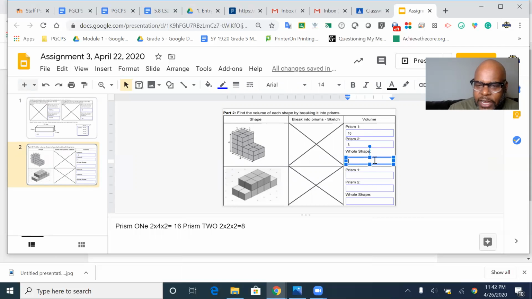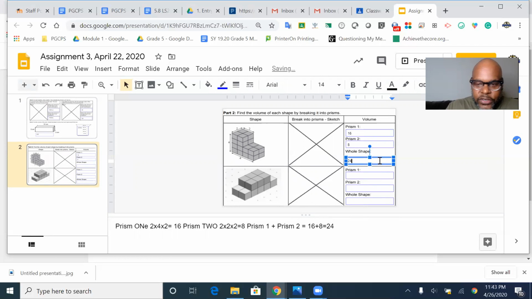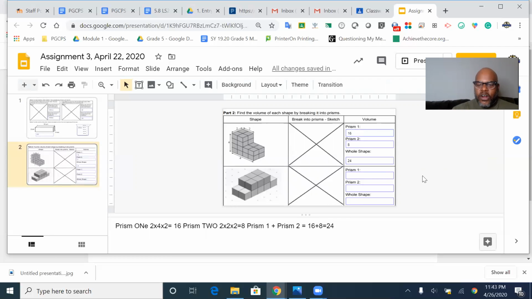So the whole shape is going to have a volume. Remember, we did this. Prism 1 plus prism 2 equals 16 plus 8 equals 24. 24. All right, that should be your answer.